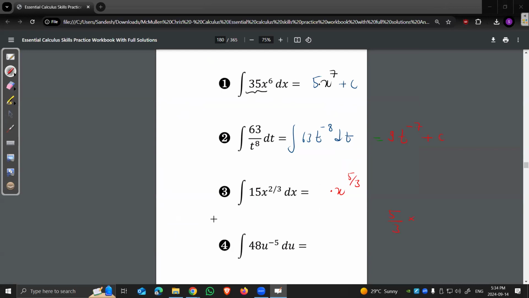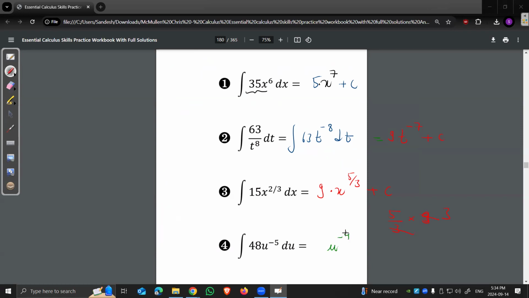Just with 3. 3 is perfect. Is it? No, 9. 9 would be perfect, right? Because this goes into this thrice and 15. There you go. So it's going to be 9x to the power that plus 5. Same thing here. This is going to become power 4 or power 6? Power 4 is correct.